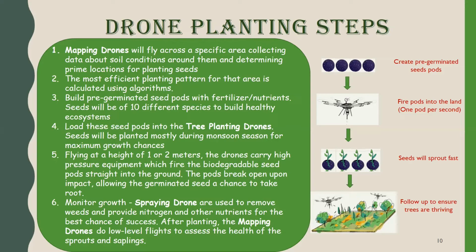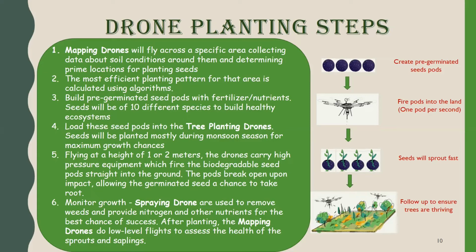Then, flying at a height of 1 or 2 meters, the tree planting drone would fire biodegradable seed pods straight into the ground, and because of the force when it throws from 1 or 2 meters, the pod breaks open on impact, allowing the germinated seed a chance to take root.